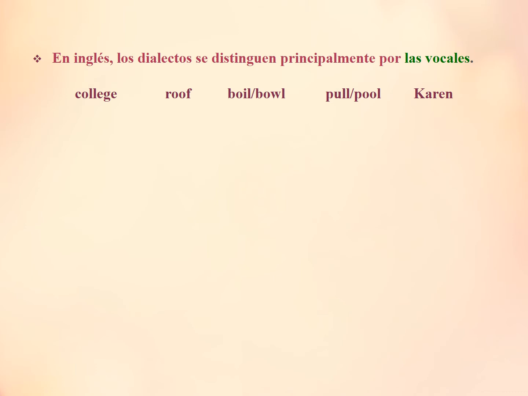Then the last example is my name, which I would say Karen, but someone from Philly, Dr. McGurk, is an example, Dr. Josie McGurk, she would say Karen, Karen. So again, we're distinguishing our English dialects by different vowels.